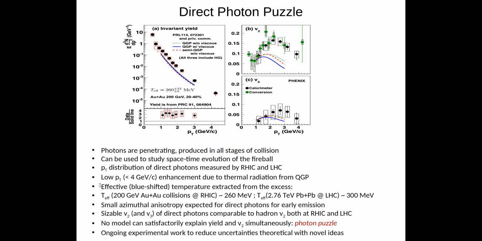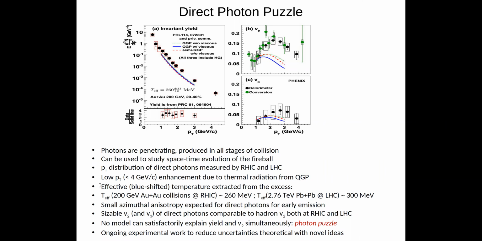To date, there is no single hydrodynamic model which can satisfactorily explain both the yield, or the pT spectra, of these photons as well as the V2 of these photons. So this is known as the direct photon puzzle. None of the models have so far become successful in describing both.